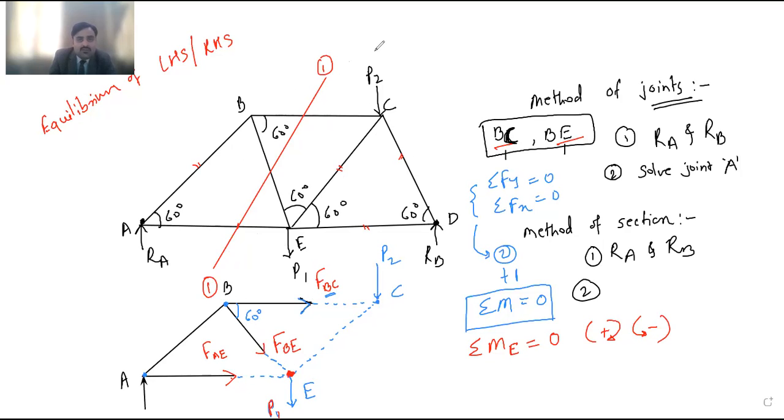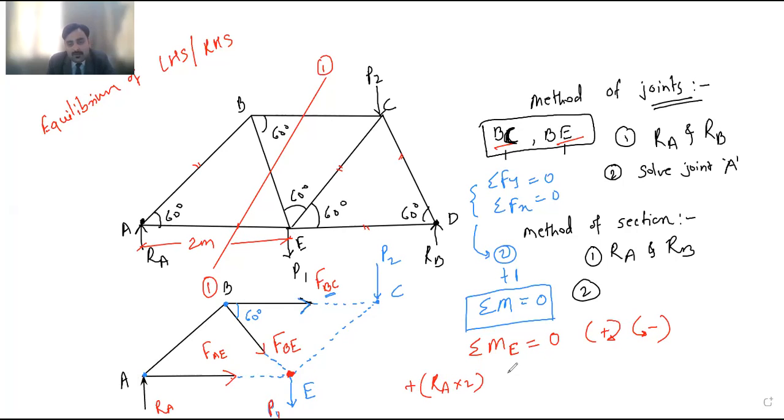So on the left hand side of the section, you can see this much of things are there, left hand side of the section. Okay, so here now RA, suppose the distance between A to E is 2 meter. So what will be the moment of RA? It is RA into 2, it is moving upwards, so positive. Then member AB, AB is not getting cut by section line, so we are not doing anything for AB. This BE and AE automatically become 0. This P1 is also 0.